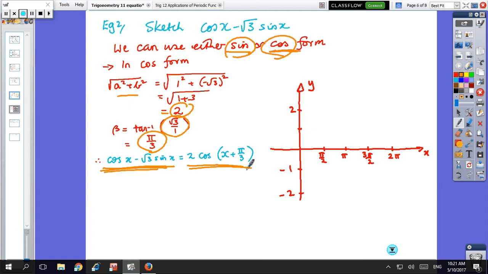Now we know that this number here gives you your amplitude, and this at the back is your phase shift, and there's not a change in period because you just got a single x. So the original function for cos starts at the top. Okay, so I'm just doing the original, what an original cos x would look like. Okay.